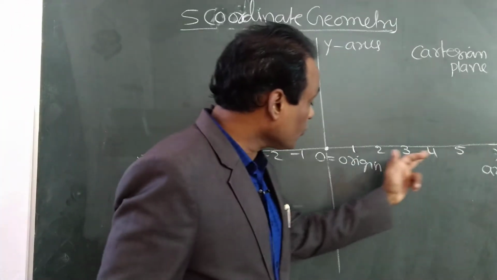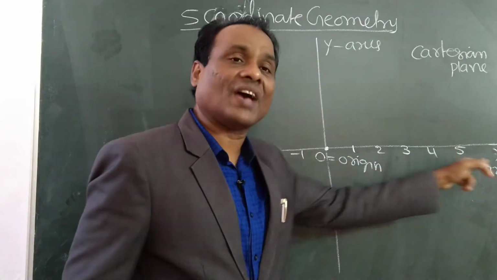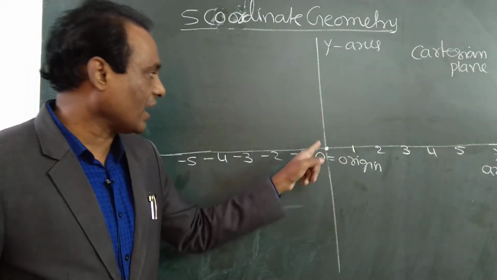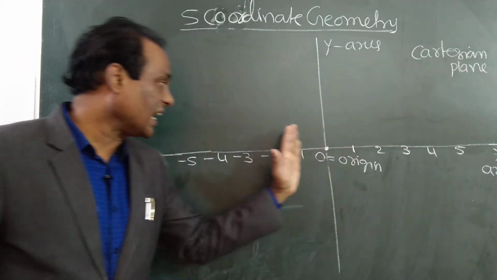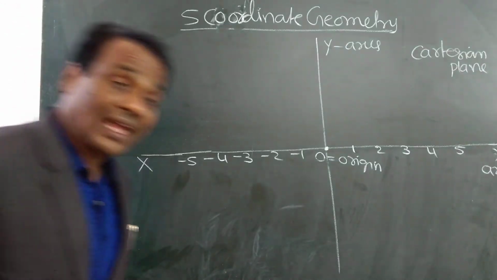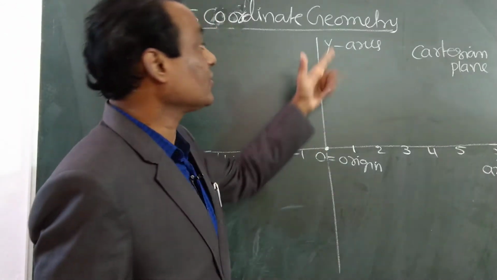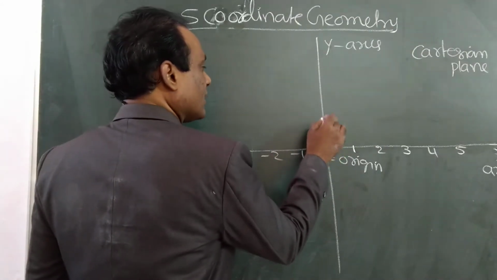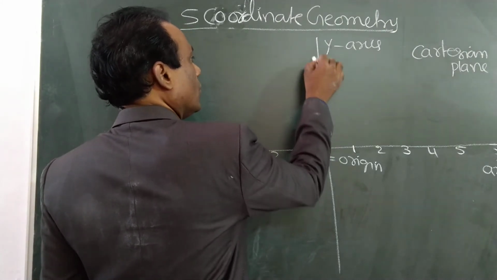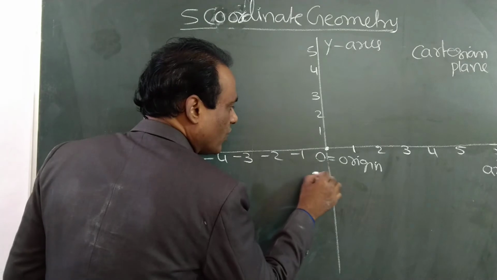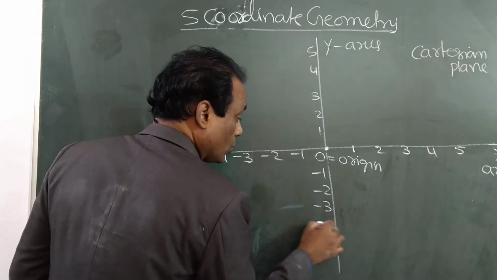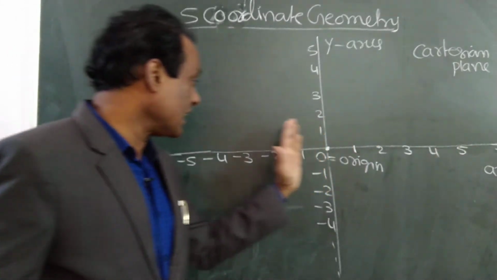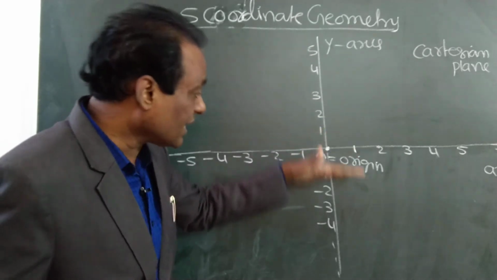These values which I am taking on the x-axis are x values: x value 1, x value 2, x value 3, positive values of x and negative values of x. In the same way we take another reference line, the y-axis, on which we also take numbers: 1, 2, 3, 4, 5, and on this side negative y values -1, -2, -3, up to minus infinity. So positive x values, negative x values, positive y values, negative y values.